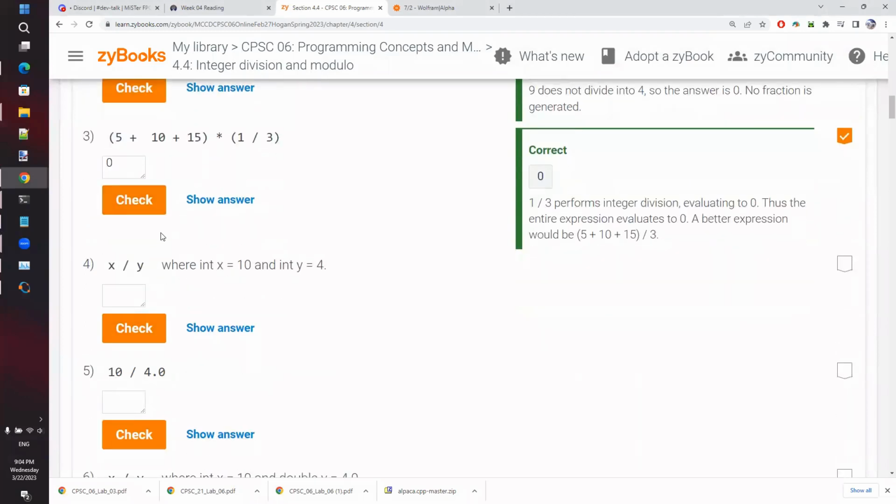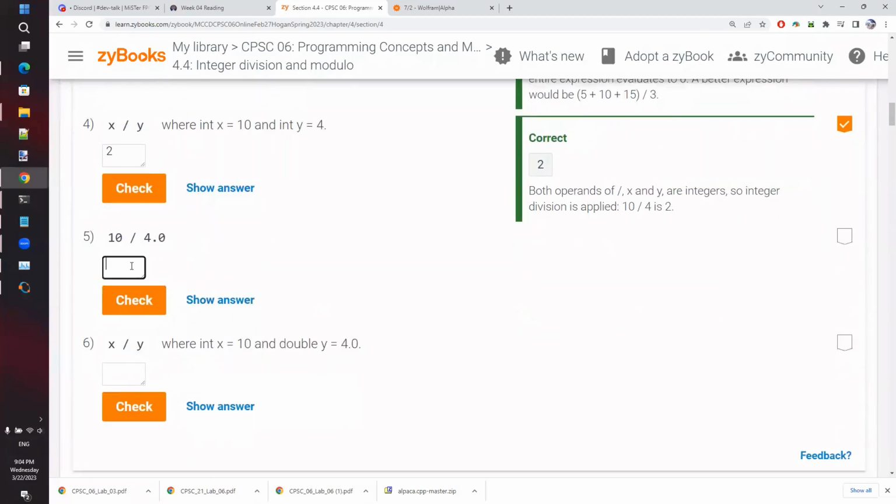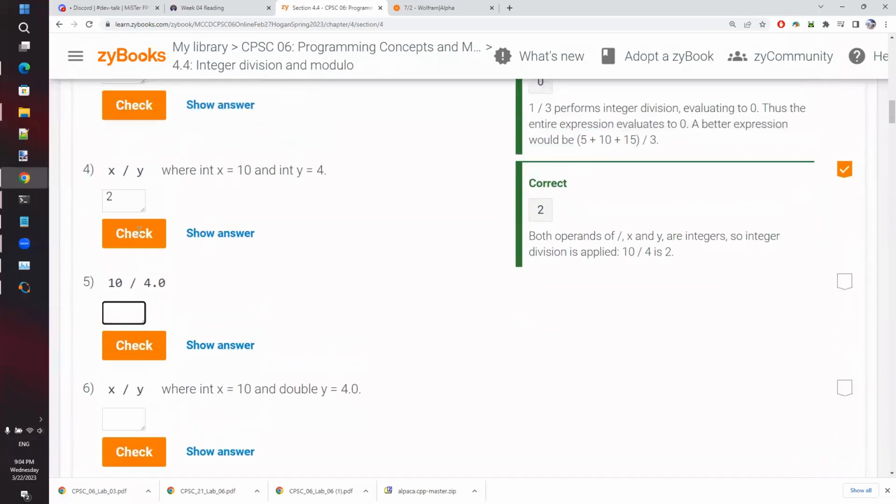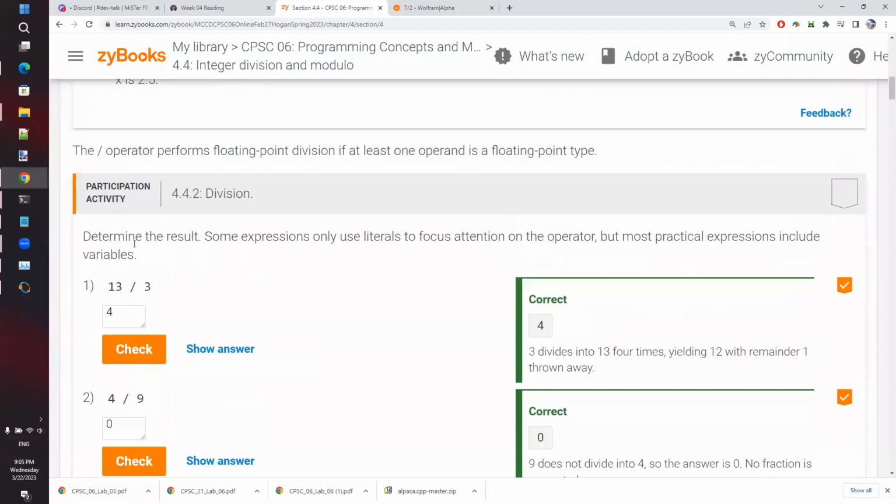Okay? Now here they're just asking us to think about it. So like we have x is 10 and y is 4. So this is 10 over 4. So you grab a calculator. 10 divided by 4 is 2.5. So 2.5, but this was an integer and an integer, so delete the 0.5. 10 over 4 here. Now this is going to depend on what our variables are, so I'm looking up at the top here. Some expressions only use literals to focus attention on the operator, but most practical expressions include variables.